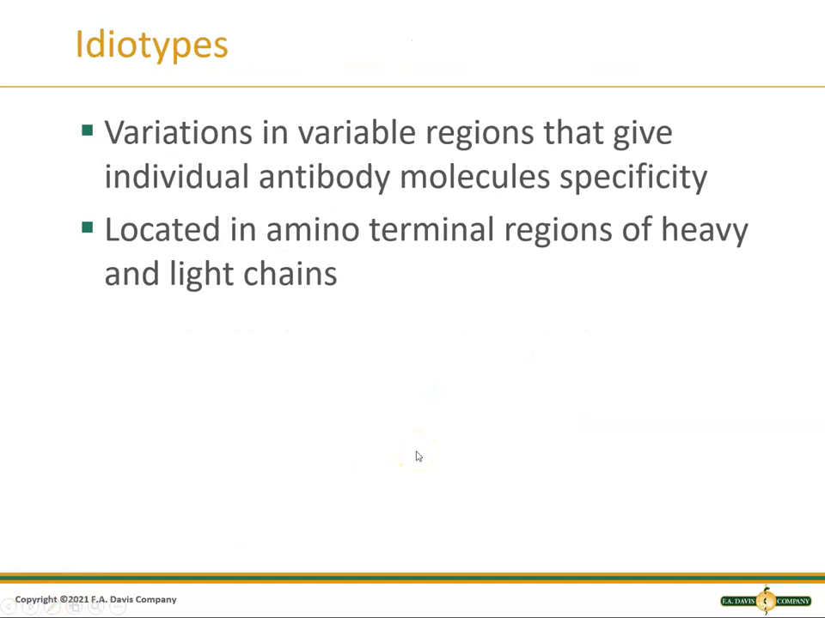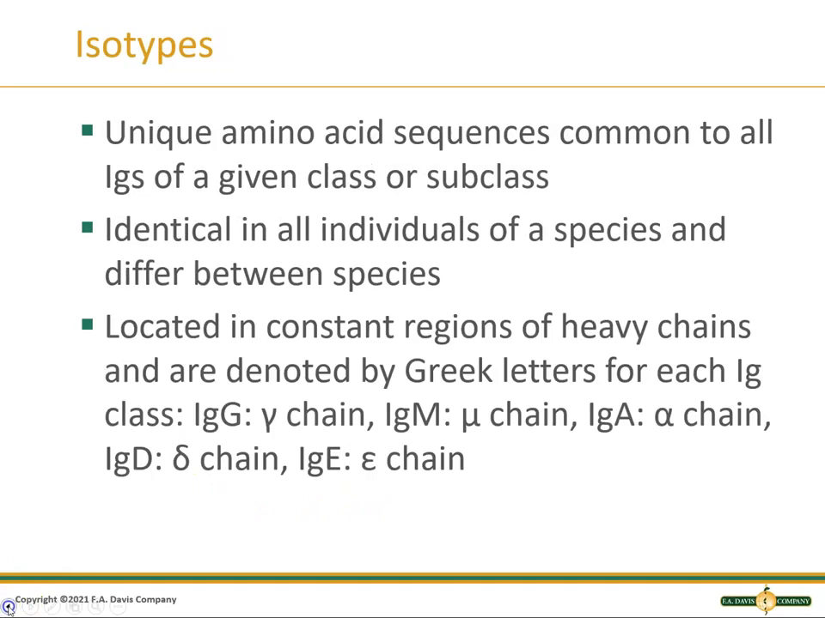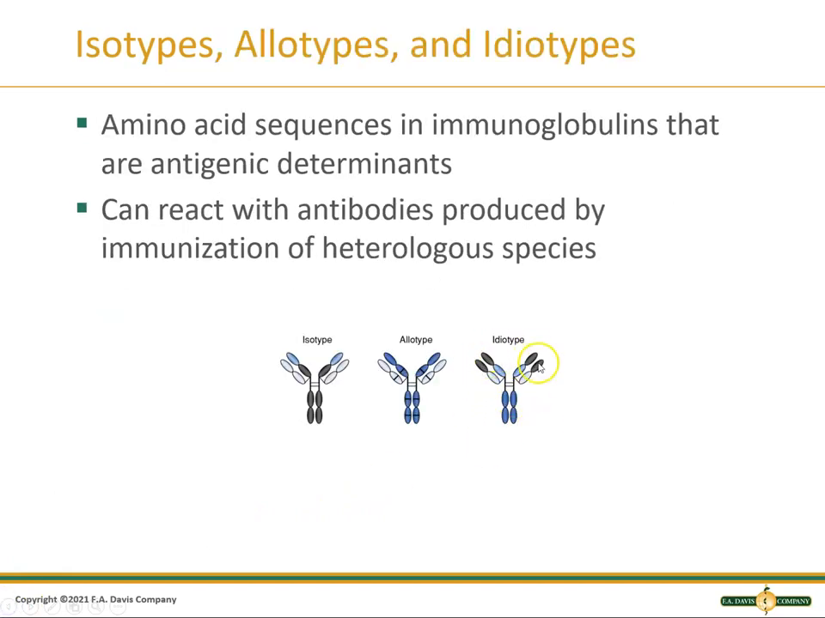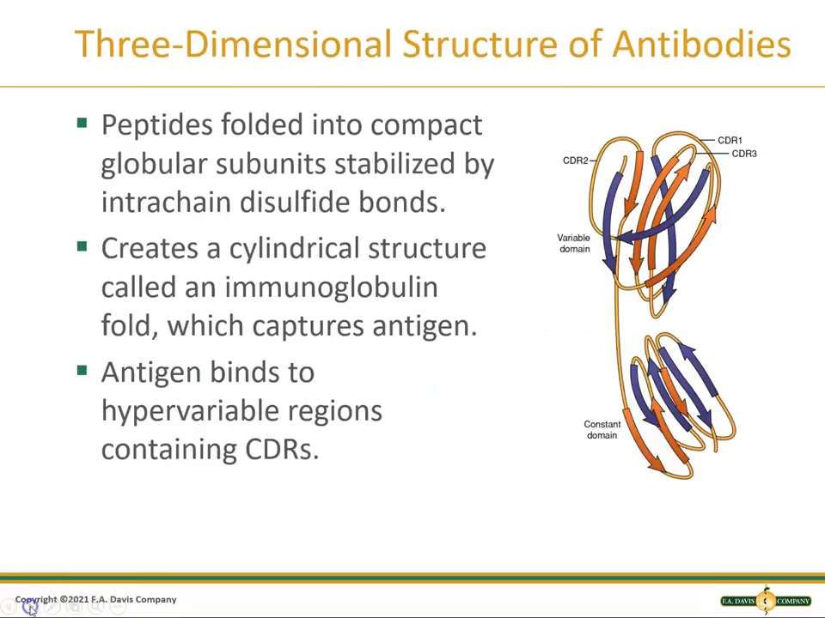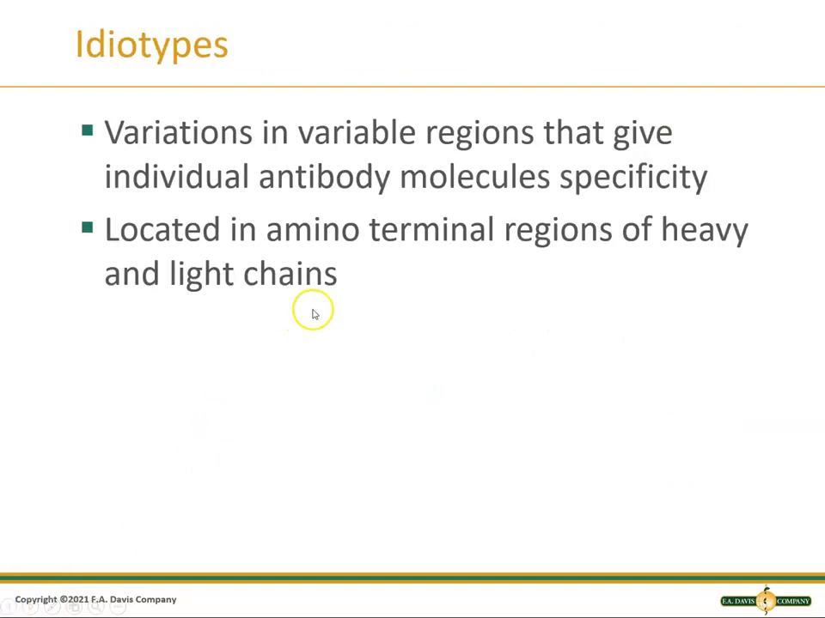Idiotype means there's variation in the variable region that gives individual antibody molecules specificity. And that's usually located in the amino terminal regions of the heavy and light chains. So let's back up so you can see what we're talking about. We're talking about right there. See where the different colors are? That's where we're talking about the different idiotypes. Like I said, they're located in the amino terminal regions of the heavy and light chains. So that's in the Fab portion of the actual antibody itself.